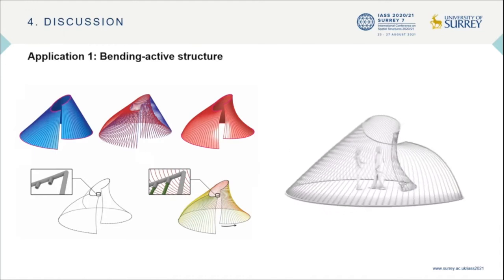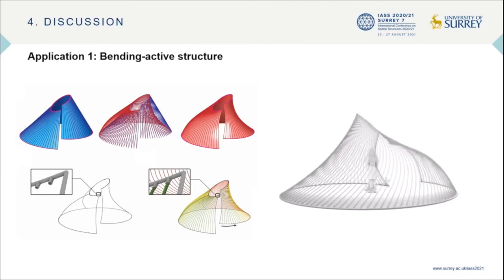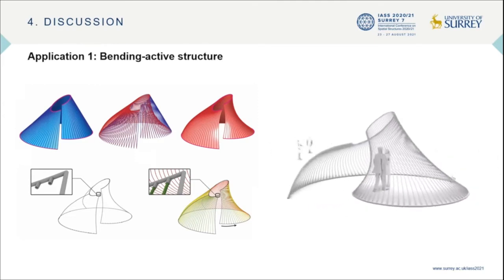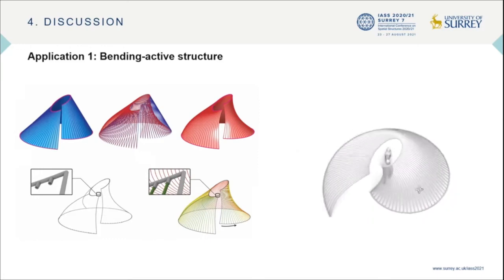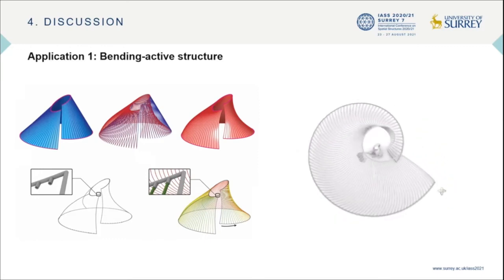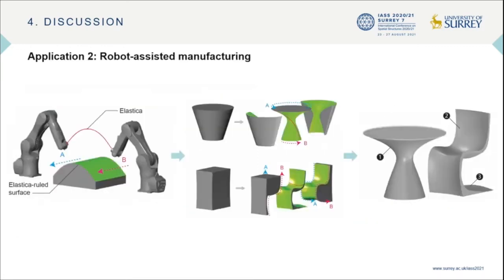3D elastica-ruled surfaces can be rationalized using a series of non-interacting bending active elements that correspond to the elastica curved rulings. Moreover, elastica-ruled surfaces offer a wide range of hot blade cuttable geometries, which can be realized using numerous robotic hot wire cutting techniques.